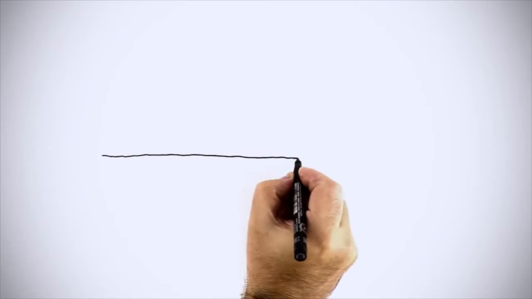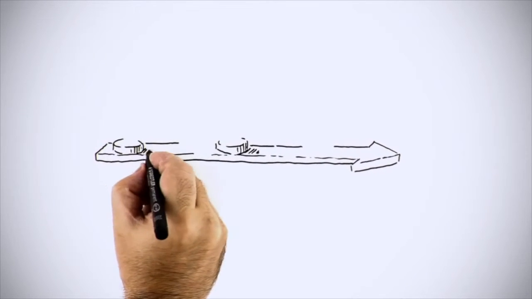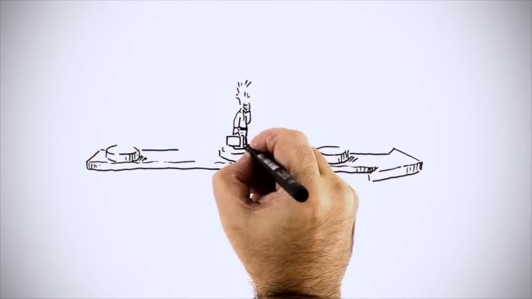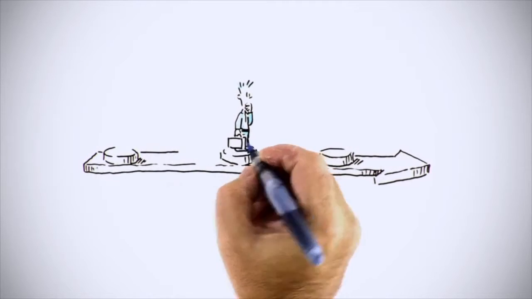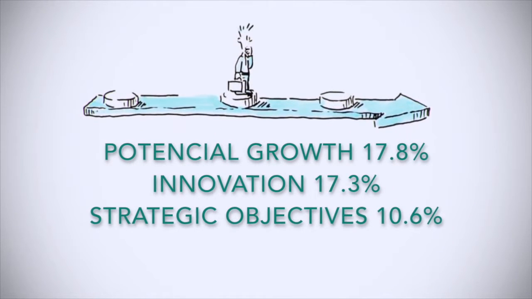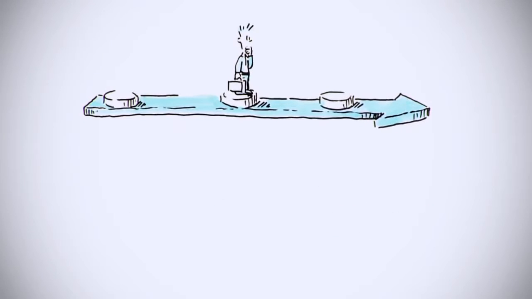Based on a one-way ANOVA test, the results showed that organizations mostly focus on increasing potential growth, which yields 17.8%, followed by innovation, which is 17.3%, and lastly, strategic objectives, which is 10.6%.